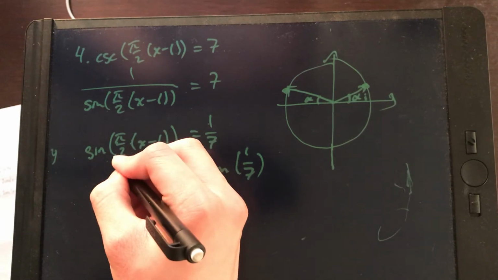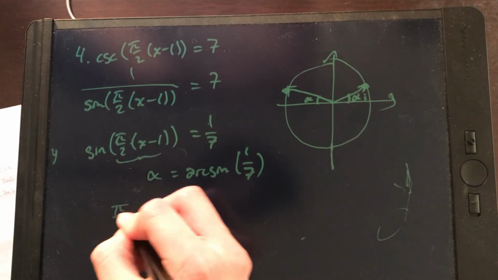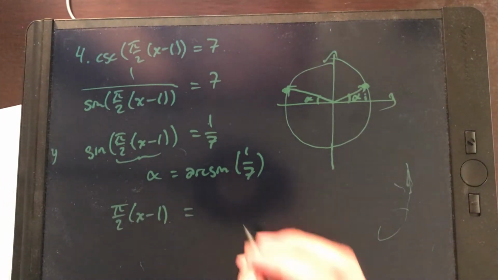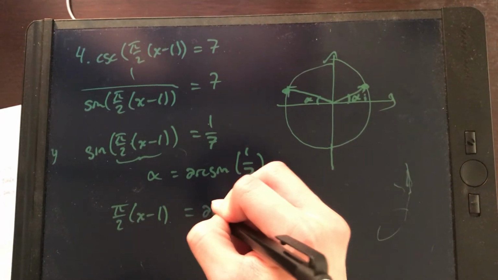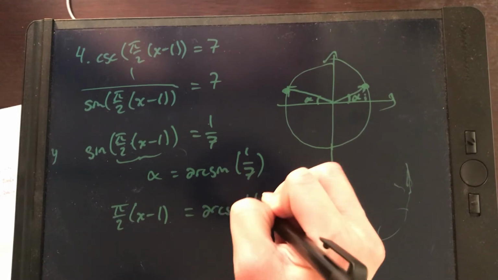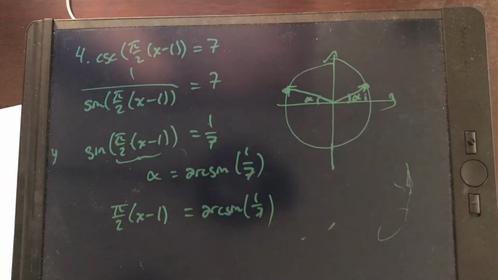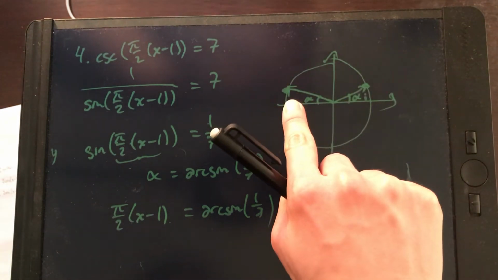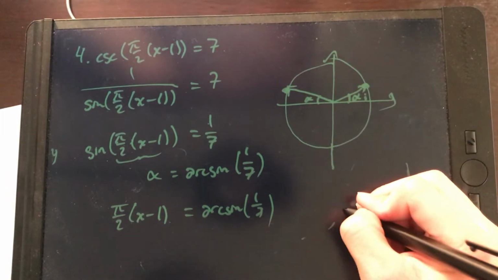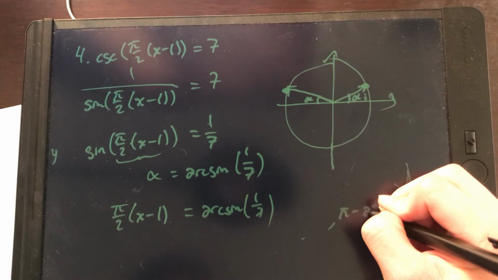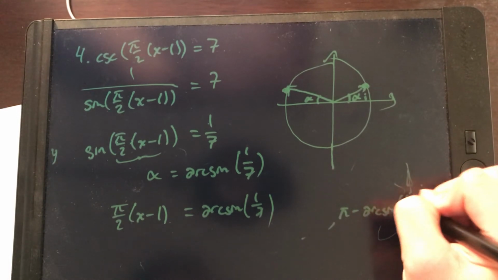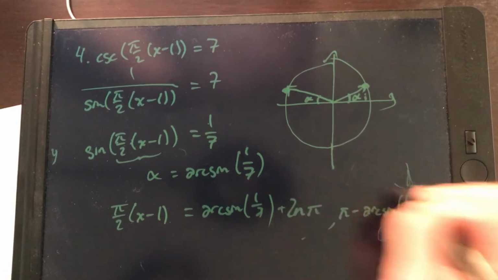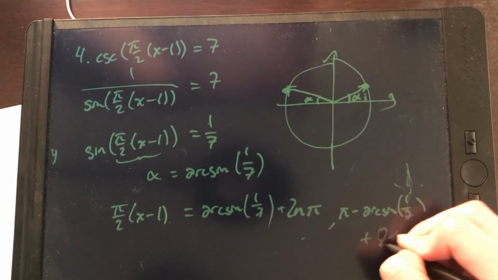So our argument here, pi over 2 x minus 1, is either going to be equal to alpha, which is inverse sine 1/7, or it's going to be equal to pi minus alpha. Pi takes me here, I've gone too far, go back in alpha. Pi minus inverse sine 1/7. But remember, you need to add your multiples of 2 pi.